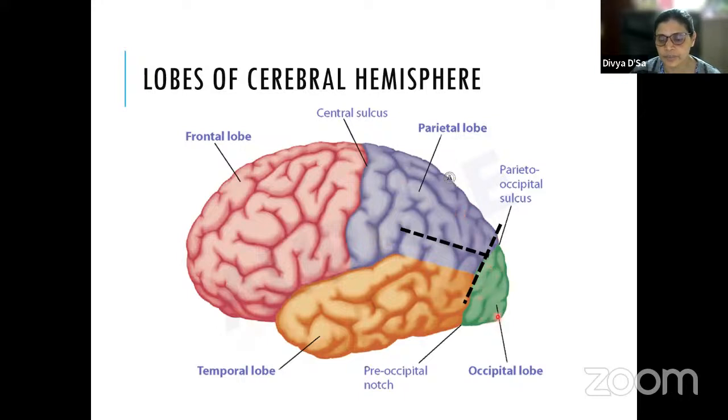And the area of the cerebrum behind the first imaginary line, which is drawn from the parieto-occipital sulcus up to the preoccipital notch, becomes the occipital lobe. And the temporal lobe lies below the lateral sulcus and the posterior ramus of the lateral sulcus. So below that, and below the second imaginary line drawn from the posterior ramus of the lateral sulcus up to the first imaginary line, and in front of the lower part of the first imaginary line, this portion is the temporal lobe.